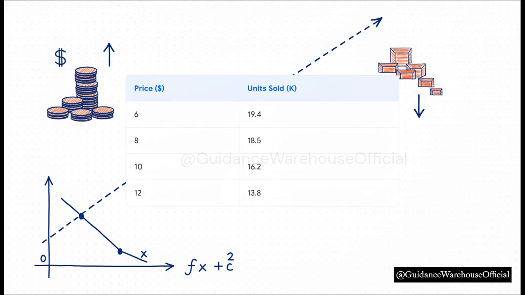This right here creates a linear relationship with a negative slope. Basically, as the price goes up, the units sold drop. The data gives them a simple linear function for units sold: negative 1.04 times the price, plus 26.